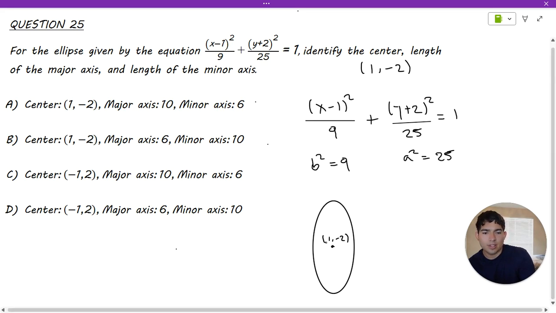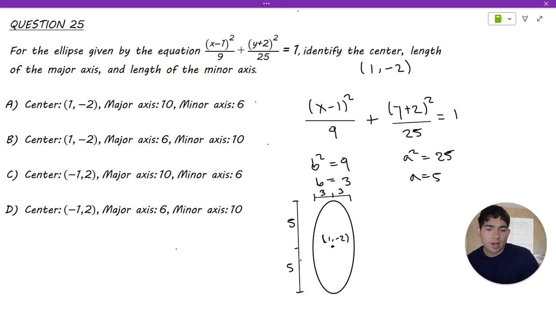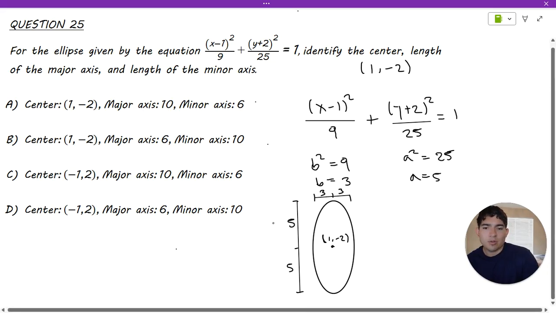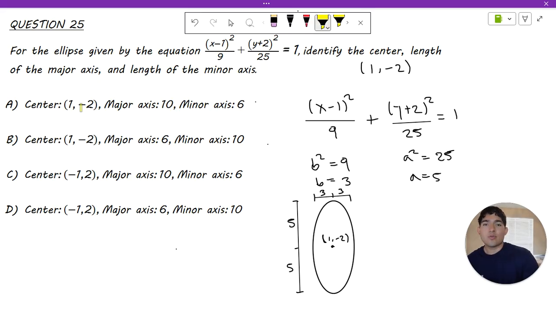So in this case, the center of the ellipse is at (1, -2). And then we can find our b and our a by taking these square roots. So that one's going to be 3. This one is going to be 5. And then we can draw a little diagram again to show what the distances of a and b are. If we add them up, we'll see that our major axis is 10 units long and our minor axis is 6 units long. So therefore, if we look at the multiple choice, we're going to see that the answer is A.